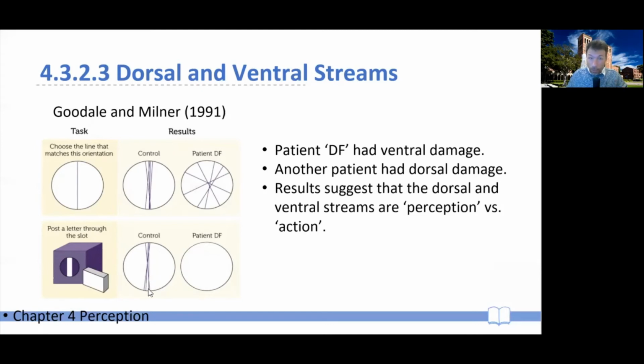See, if I were to ask you to do this, if I gave you a letter and asked you to post it, you would be able to match well the orientation of the slit to put in the letter. If you give this block to DF and you tell her, okay, put this block through the slit as if it were a letter, she becomes pretty good. So this was the first demonstration that the dorsal cortex, the dorsal pathway, is not just about where something is in space, but is also about how you interact with objects in your environment.